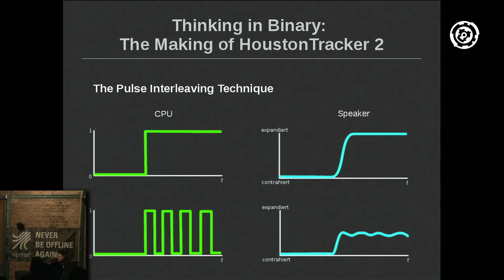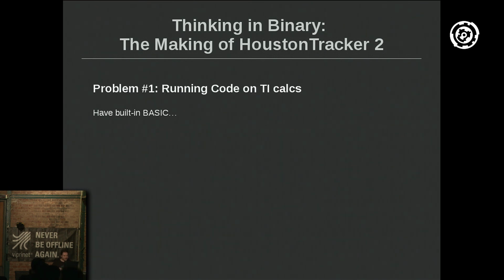Of course, nowadays, with all the effects that are put in, it's like 90% self-modifying code in the sound loop. So there's actually little left which stays the same. But, well, let's get to the main part of the talk. I wanted to talk about problems with this whole thing. Problem number one is we need to actually run code. And we have a built-in BASIC on these machines. But as you probably know, BASIC is slow and not precisely timed or anything. So that's not really useful. We need to run machine code.